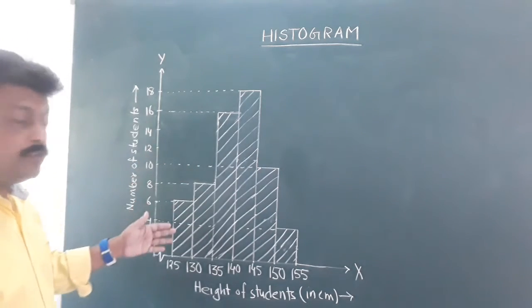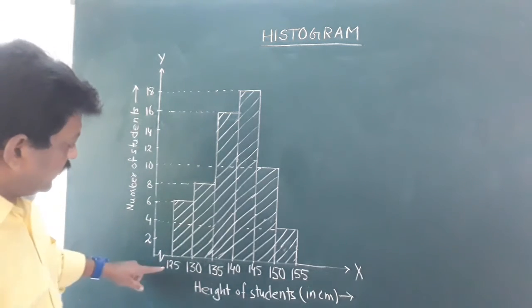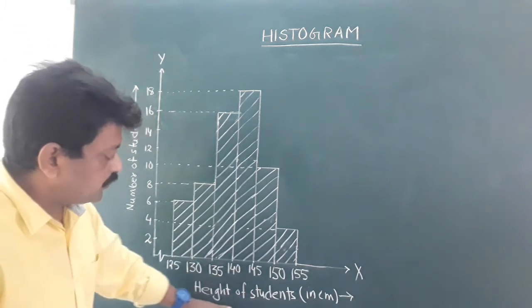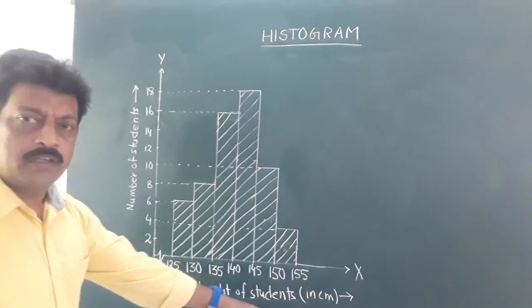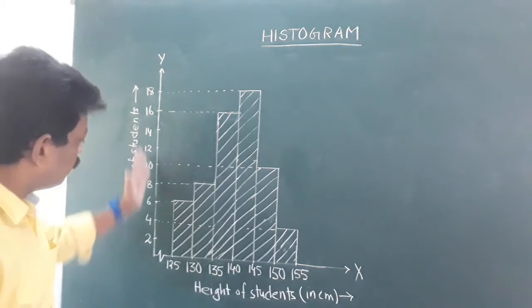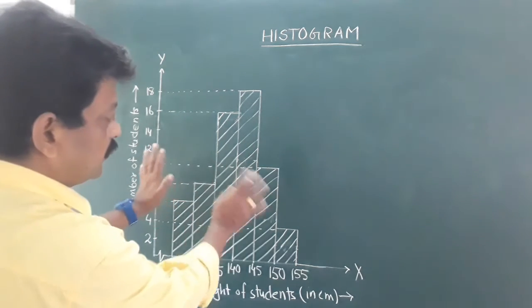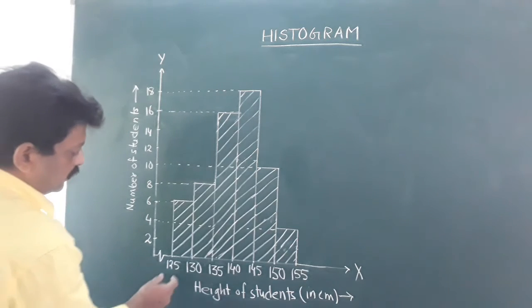This is another question. Just see the histogram. The x-axis represents height of students in centimeter, and the y-axis is representing number of students. Okay. So let me explain the whole thing in detail.